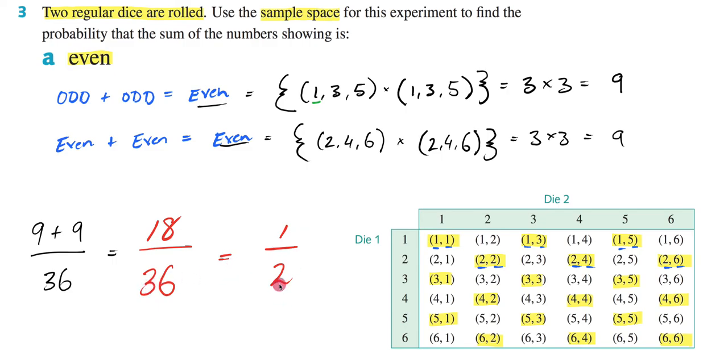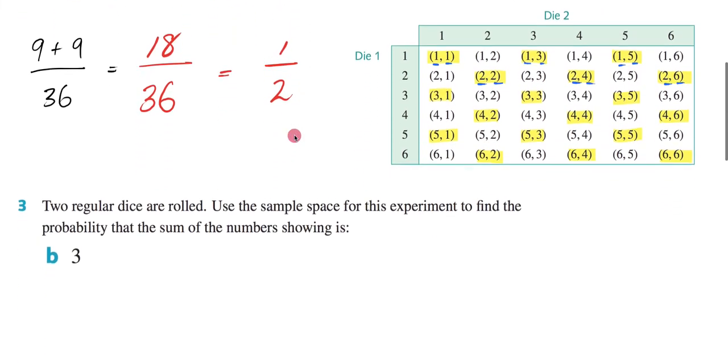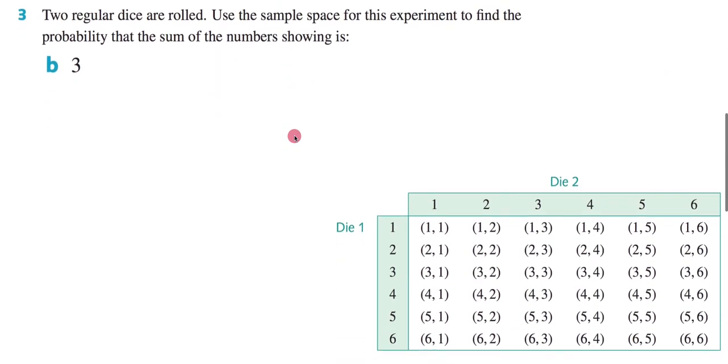So there are just two ways of approaching it. Don't worry too much if you don't get this way of figuring it out. The question is asking us to use the sample space, so you probably only need to be able to figure out how to draw your sample space and then just count. But I think this is a pretty nifty way of answering the question as well. Let's now go to 3b.